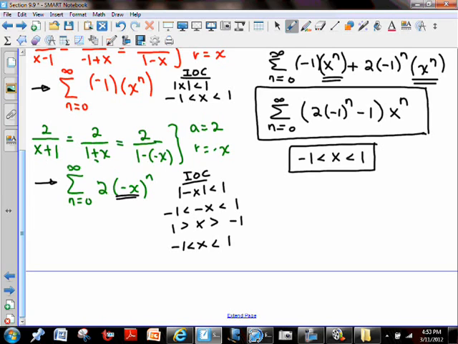But anyhow, that's your first example of manipulating a power series with geometric representation by using the operations that we discussed on the previous slide.